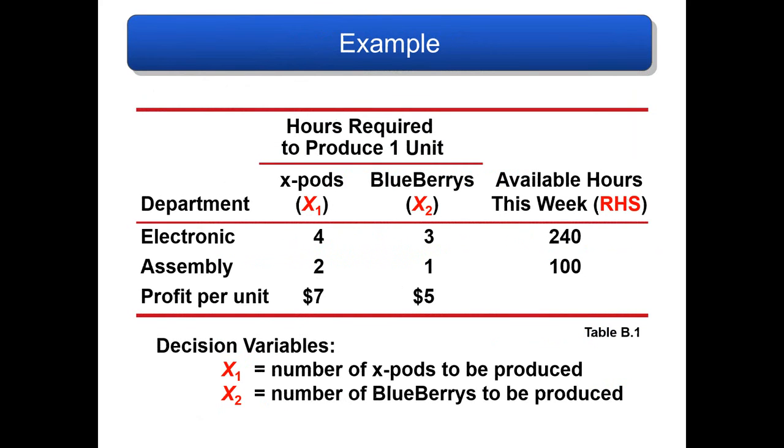And in our example, we're going to talk about a manufacturing plant that wants to produce X-Pods or blueberries. Okay, and you can see that they're in electronics. It's 4 hours for each X-Pod, 3 hours for each blueberry. Our right-hand side constraint is 240 hours in the electronics department. Our assembly line takes 2 hours for X-Pods, 1 hour for each blueberry, and there's 100 available hours there. Our profit per unit is $7 for X-Pods and $5 for blueberries. Okay, so our decision variables are going to be X1, how many X-Pods to produce, and X2, how many blueberries to produce.